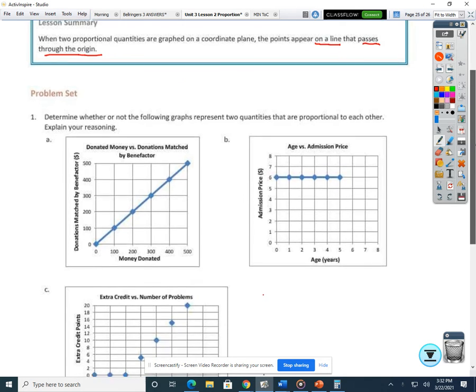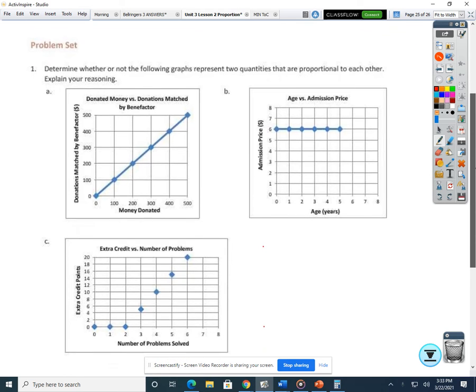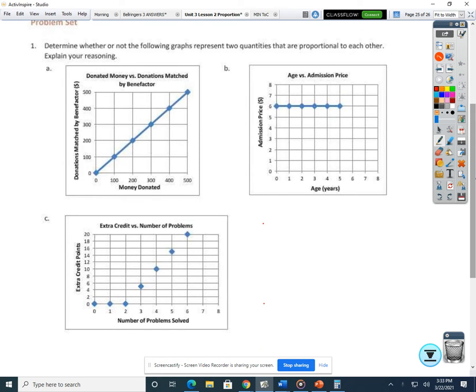So in our problem set, number one, they ask us to determine whether or not the following graphs represent two quantities that are proportional to each other. Explain your reasoning. That's how they tell us. They do not want just a yes or no answer. You must tell how you know.